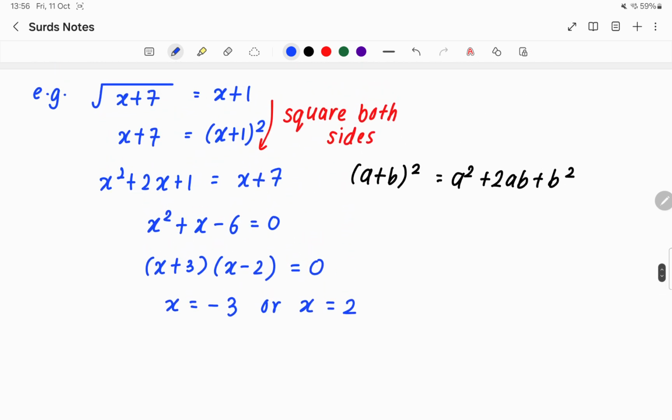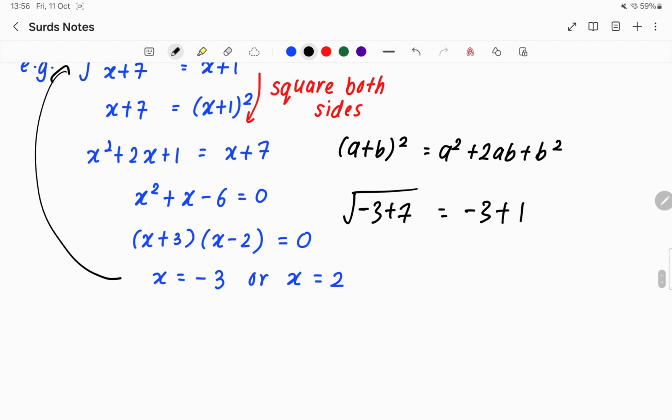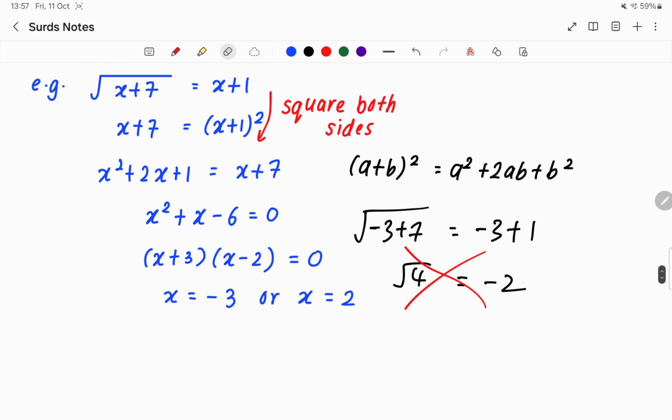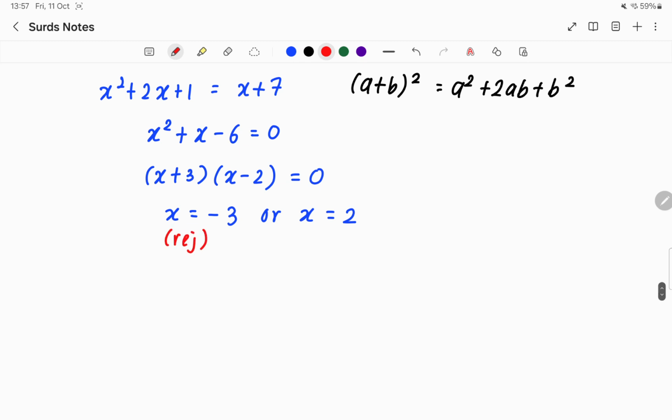Now for surd equations, it's special. You need to sub back these two values to check whether they are acceptable or not. So you look at negative 3. If you put negative 3 back into the original, you just check in your mind: root of minus 3 plus 7 equals minus 3 plus 1. So is this true? Root 4 equals negative 2. This is not true, right? Because all square roots are positive. So because you know that this is not true, based on checking, you can check with your calculator definitely. Therefore, you must write over here, rejected.